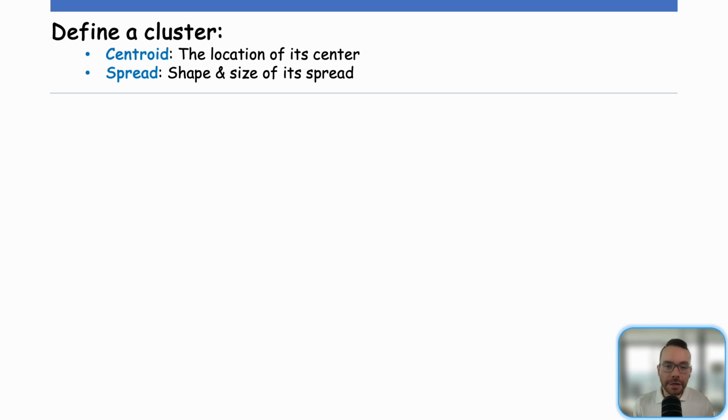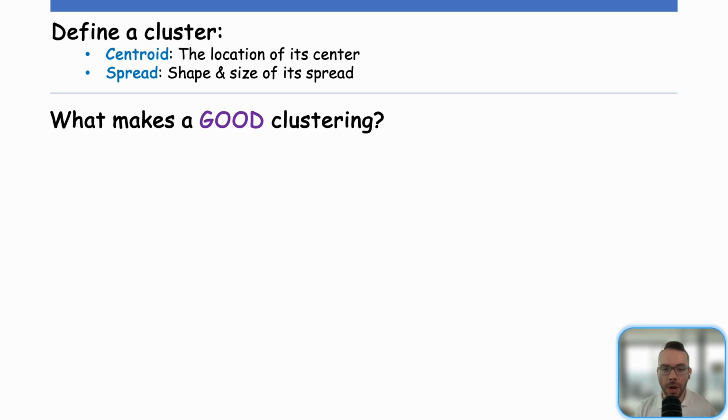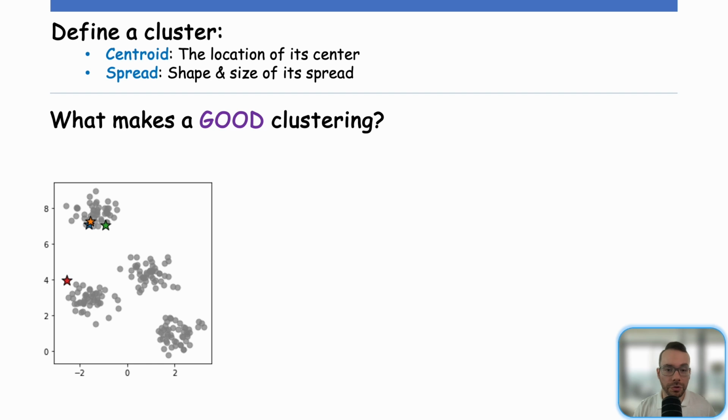Right, let's define a cluster with this notation of centroid and spread. The location of its center and the characteristics of this spread. Now, one very important question would be, what makes a good clustering? And in order to answer that, let's look at a visual example.